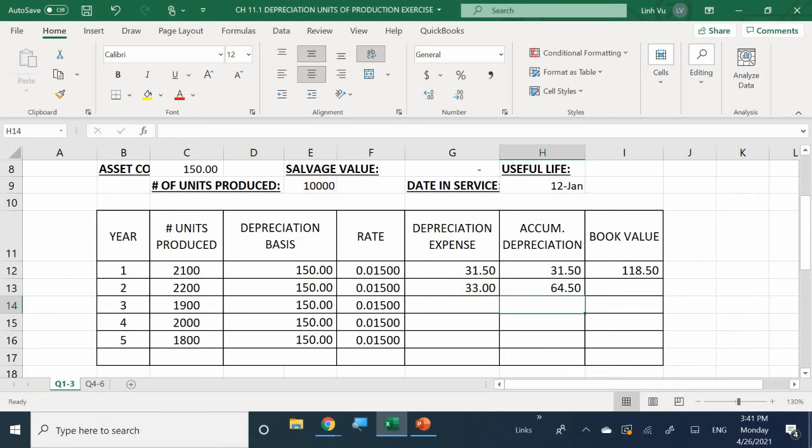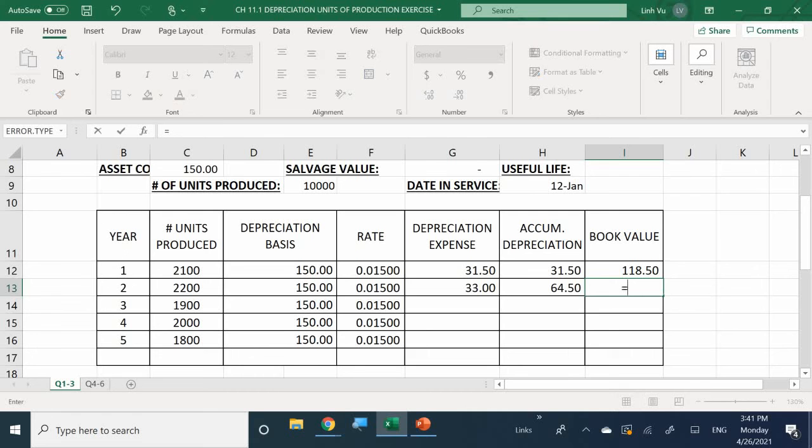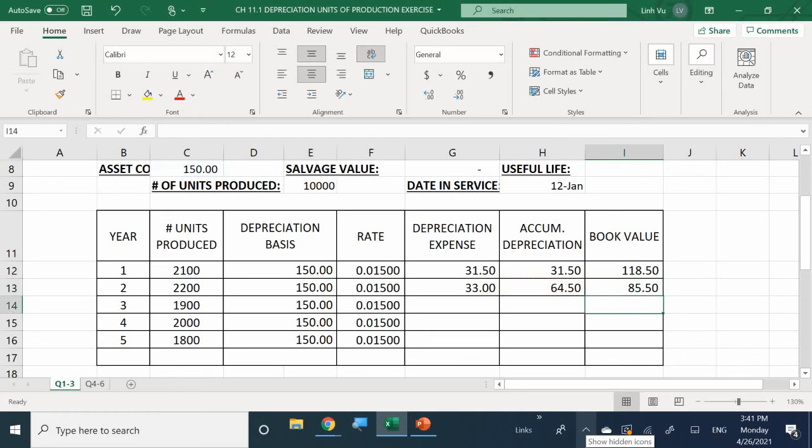So therefore, what is going to be my book value? 85.50. So we're going to take my asset cost of 150. Once again, this number will never change. However, we know that my accumulated depreciation will change. So 64.50. So in this case, $85.50 is correct. Okay?